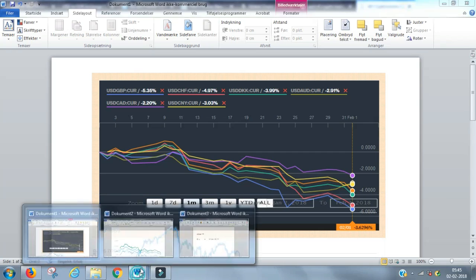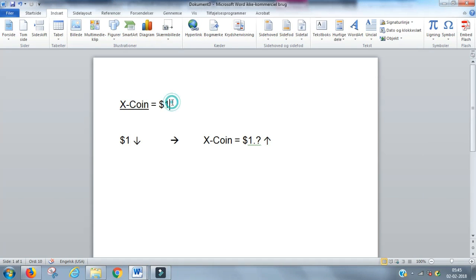So let's take a look at that. Thinking that the US dollar should be able to affect the cryptocurrencies anyway, let's think about it like this. Let's say we have X coin here. This is just a random cryptocurrency coin. And it says on coinmarketcap.com, it's worth $1. It costs $1 to buy it. That's the price for one coin.